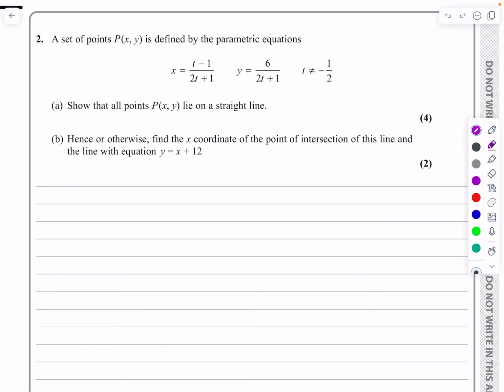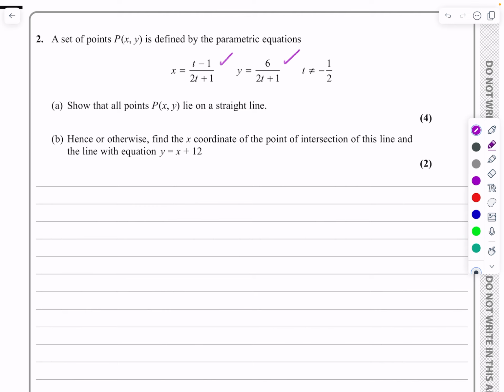Okay, this is the P4 paper from January 2023. It's question number 2. This is a coordinate geometry in the XY plane question, or more specifically, it's a parametric equation question. Let's read through it, see what we're going to have to do. It says, set of points is defined by these two parametric equations. Show that all points P lie on a straight line.